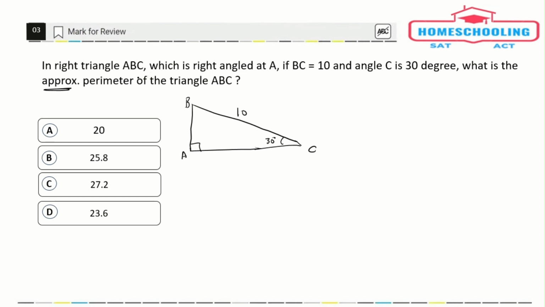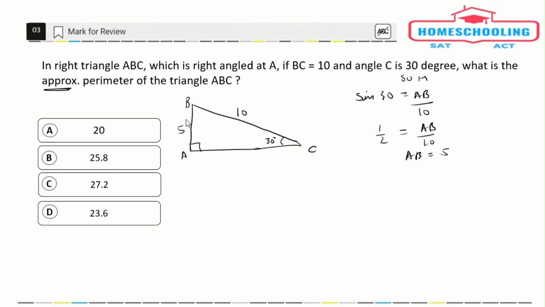There are two ways to find the answer to this question. First, we will go with the traditional method, which consumes slightly more time. So if we take sine 30, that would be opposite, which is AB, by hypotenuse, which is BC, 10. As we know, sine 30 is half. So AB would be 5.